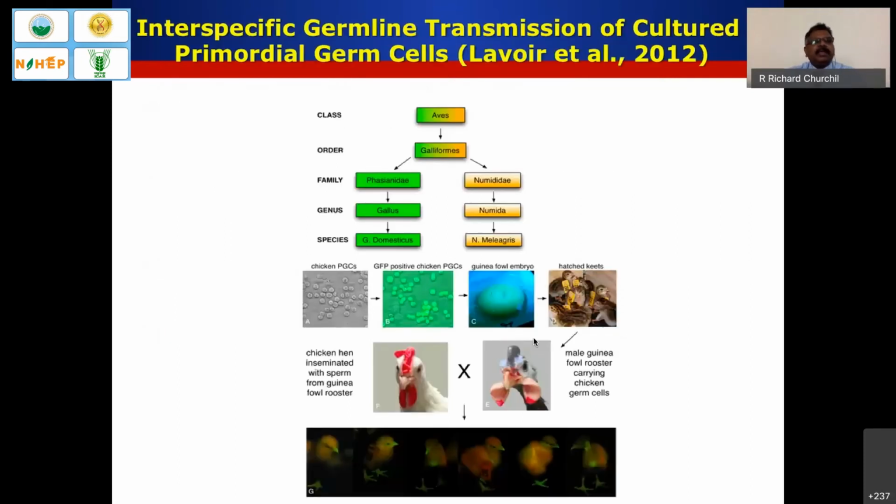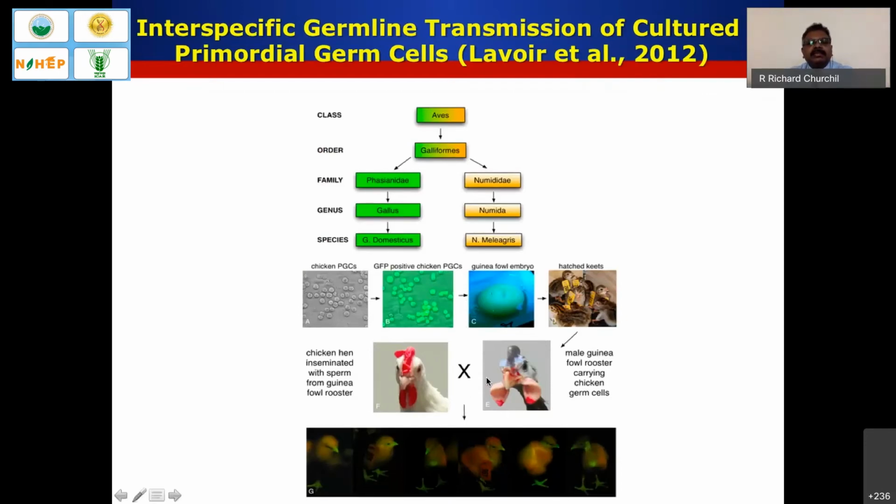Now, the interspecific germline transmission. I told you in cell-based methods, it may be interspecies or intraspecies. Interspecies means between two species. With the same method, the stem cells will be collected from one species, and inserted into the host embryo of another species.